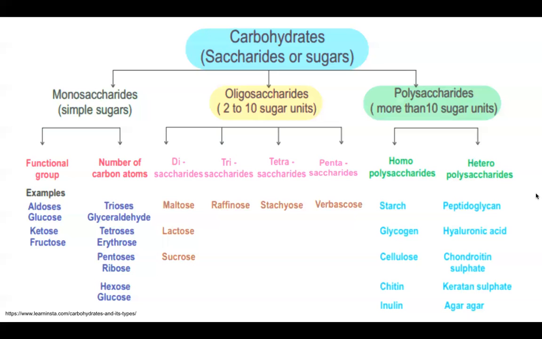If we talk about the polysaccharides, they are also divided in two groups, homopolysaccharides and heteropolysaccharides. Homopolysaccharides, the main examples are starch, glycogen, cellulose, histidine, and inulin. Heteropolysaccharides: peptidoglycan, hyaluronic acid, chondroitin sulfate, keratin sulfate, and agar-agar.